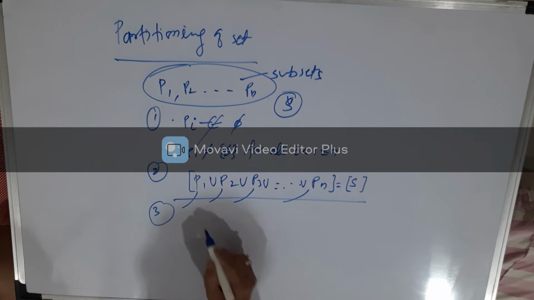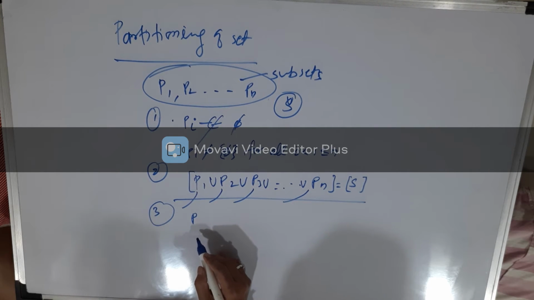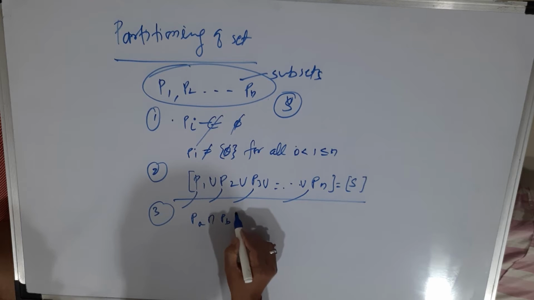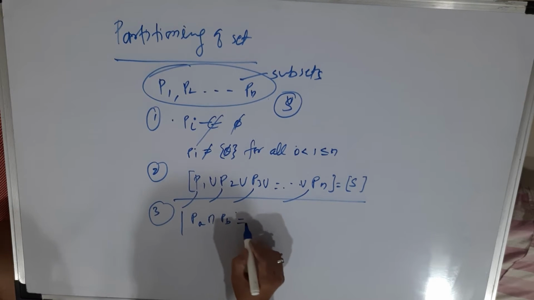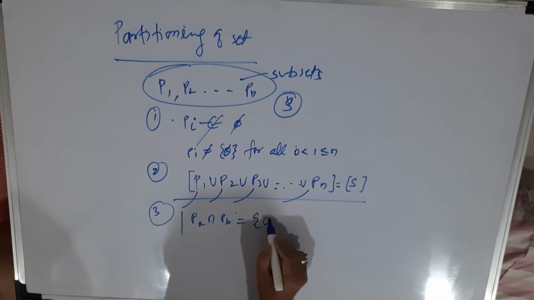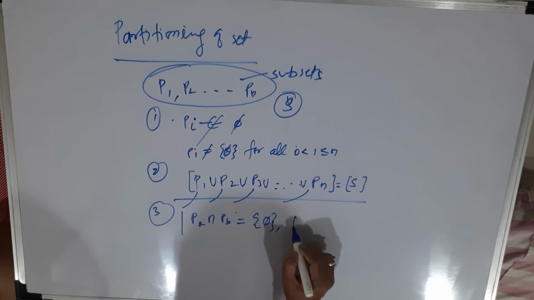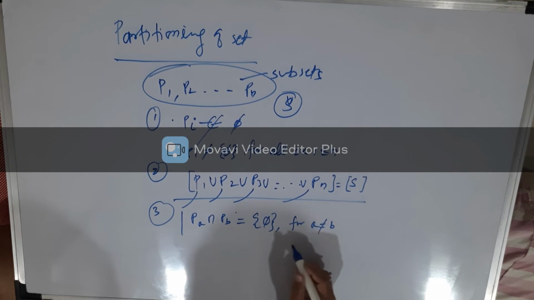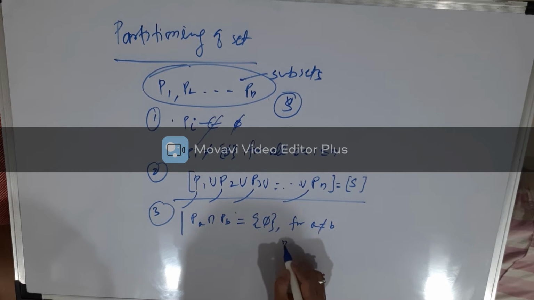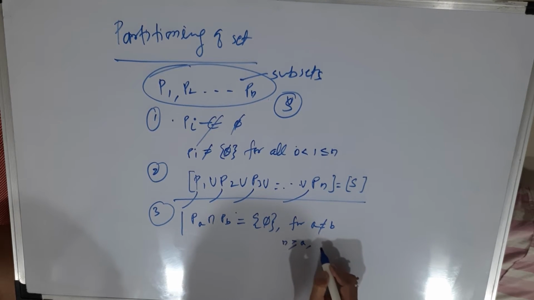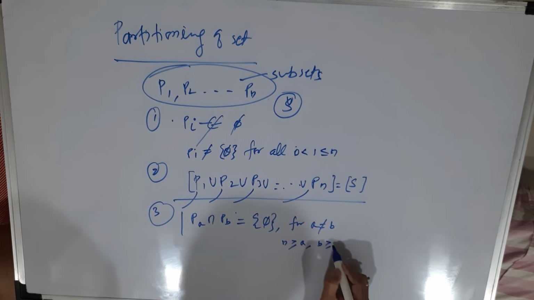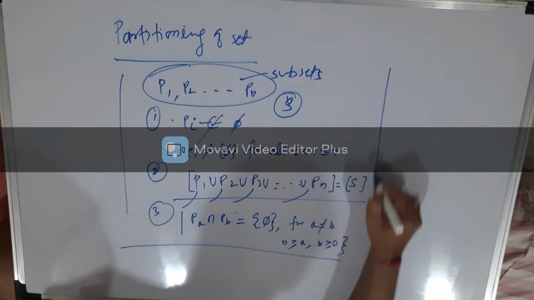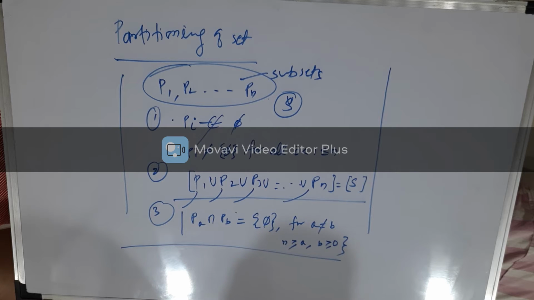So if I take P of A and the intersection with P of B, it will always be empty. This is the third condition for A not equal to B, where n is greater than or equal to A and B, which are greater than 0. So this is called a partition of a set. Now let us see an example and then we will proceed.